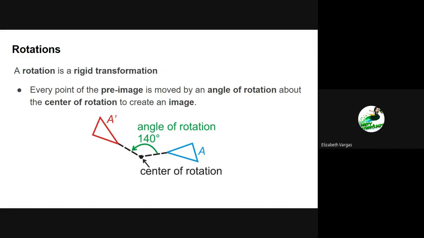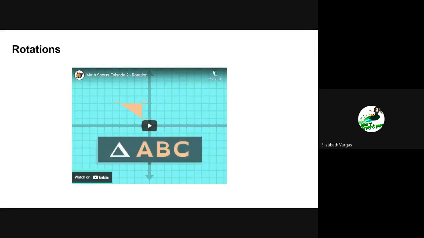Every point of the pre-image is moved by an angle of rotation about the center of rotation to create an image. I'll show a video that explains this a little bit further.